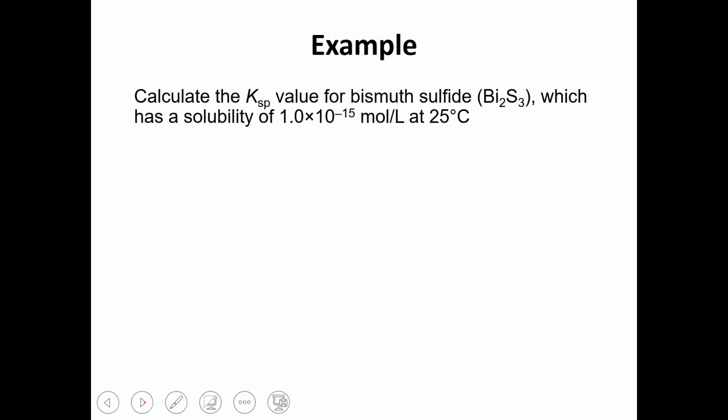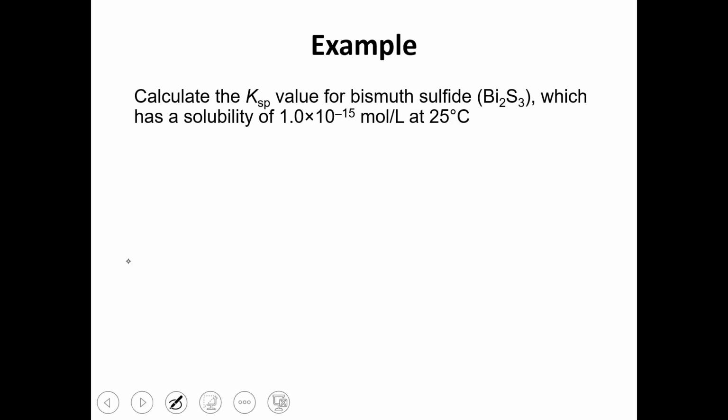So let's look at another example. Calculate the Ksp value for bismuth sulfide, which has a solubility of 1 times 10 to the negative 15th moles per liter at 25 degrees Celsius. So in this case, we first have to write the equation because it's not given to us.